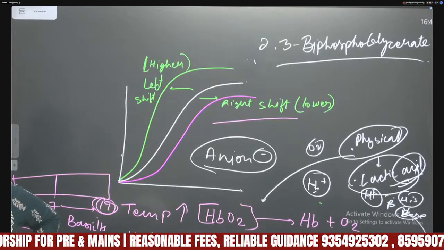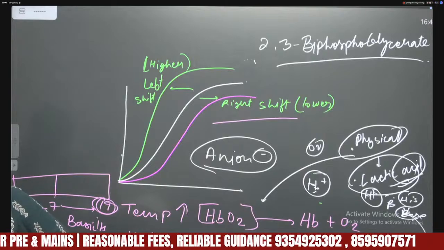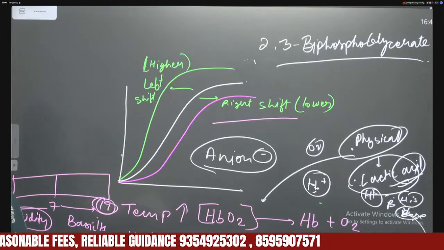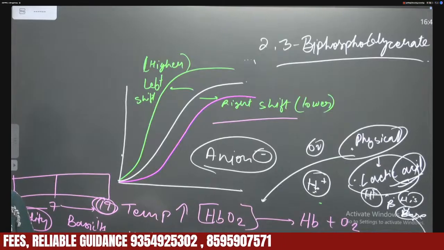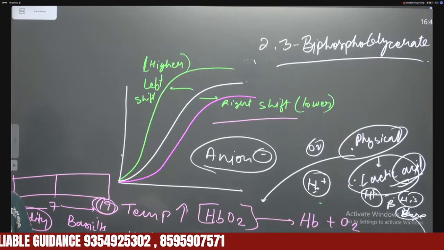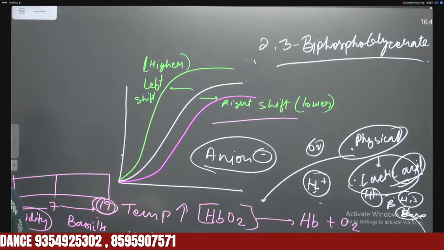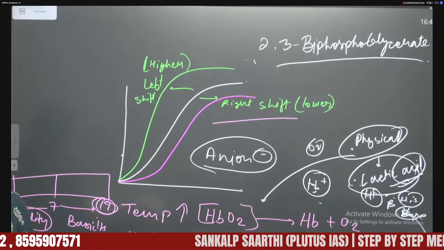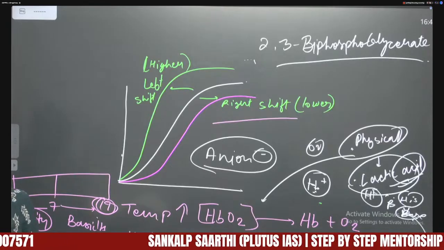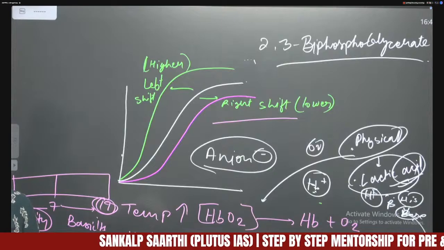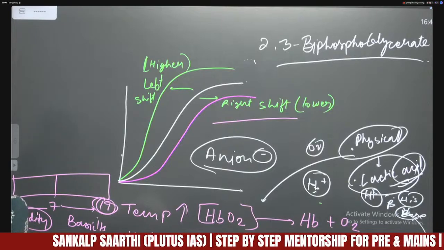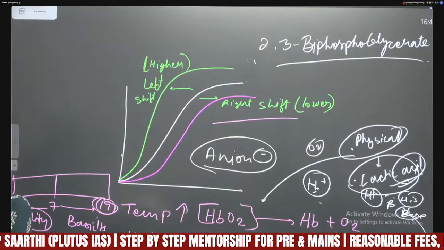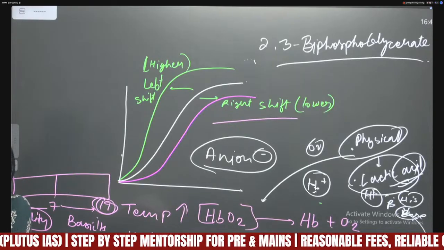Next point, at the higher altitude, where the oxygen concentration is lower, the BPG substantially rise, as the production increases in our red cells, and make sure the availability of oxygen to the tissues.